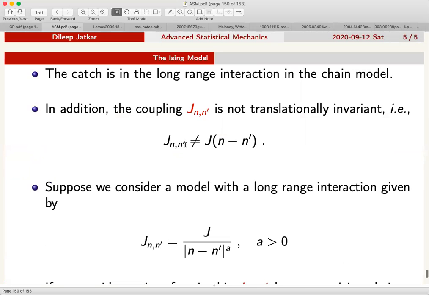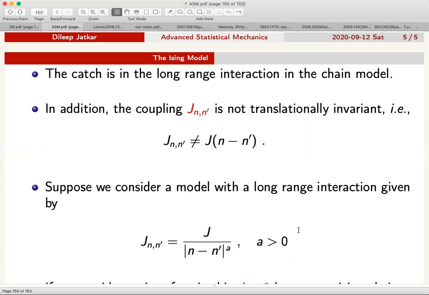So just to clarify this situation, suppose we consider a model with a long range interaction. Suppose we consider a model where J_{n n'} is J divided by |n - n'| to some power α.